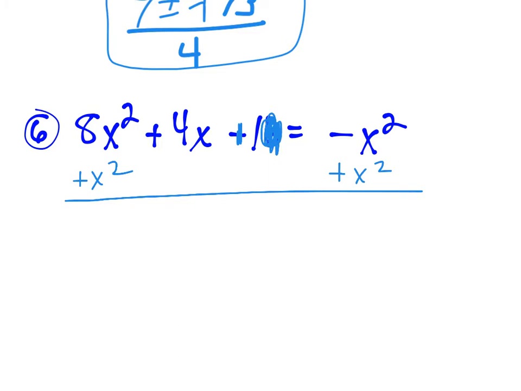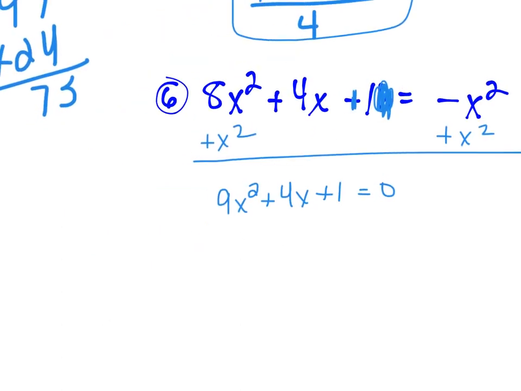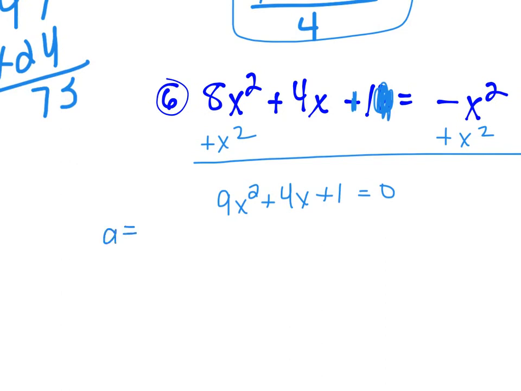So what is 8 plus 1? You have 9x squared plus 4x plus 1 equals 0. If you ask me where I got the 1 from, I just changed it. So just pay attention to that. So you guys can tell me what A, B, and C are. A is 9, B is 4, C is 1.